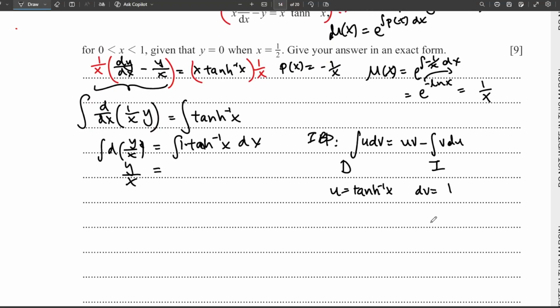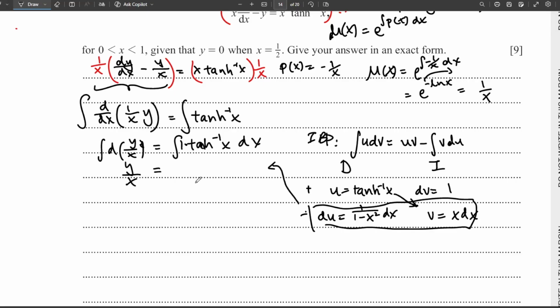So we integrate this, v becomes x, and we take the derivative of u, du becomes 1 over 1 minus x squared dx. The way I rearrange this makes it easier so that you can do the cross multiplication and then multiply the row here. So this is our result for the integration by parts. So maybe I'll write downwards here.